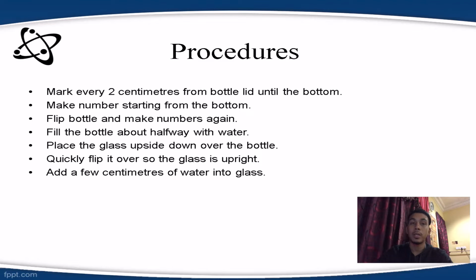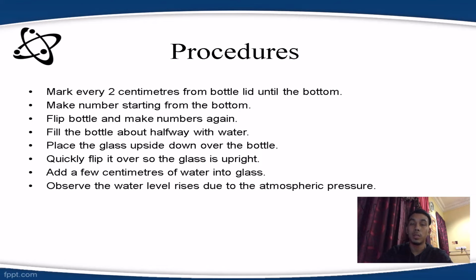And then add a few centimeters of water into the glass. And the last one, we observe the water level rises due to the atmospheric pressure. So by observing the water level, we can predict the weather outside the barometer.